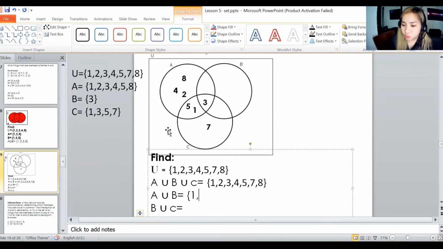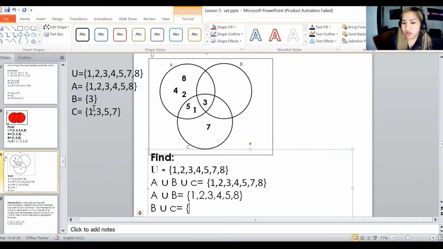Pinakamaliit na number is 1 sa set A tsaka B. Next, we have 2. Meron po tayo sa set A. Meron tayong 3 sa set A tsaka sa set B, pero as 1 lang natin siya ilalagay. Meron tayong 4 sa set A. Meron tayong 5 sa set A at 8 sa set A. So, yung answer natin kapag pinagsama yung set A tsaka set B is 1, 2, 3, 4, 5, 8.